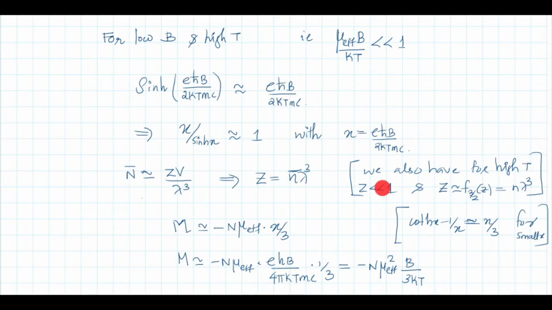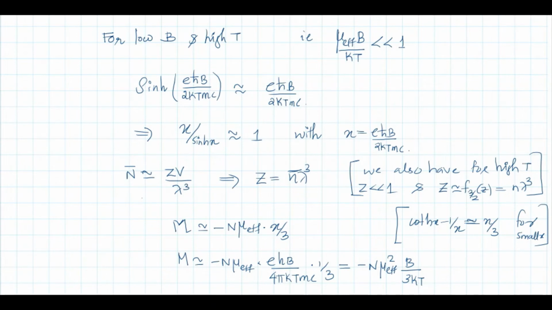For high temperature, we know that fugacity is very much less than 1, and from lecture number 29, we can write fugacity z approximately equal to f3/2 of z. This is actually the Fermi-Dirac function. For very small z, f3/2 of z is approximately z, and f3/2 of z is nothing but n lambda cube. So from here also you have the relation z is equal to n lambda cube. So from the concepts of diamagnets also we could reproduce that relation.